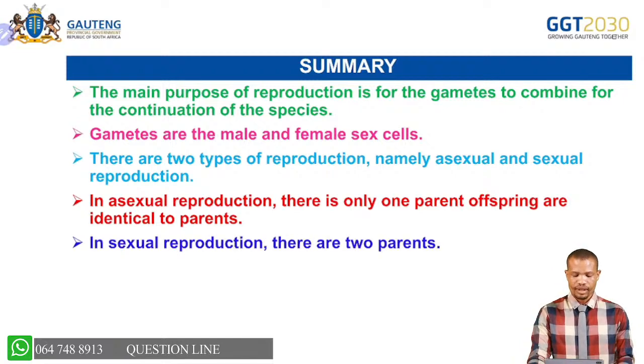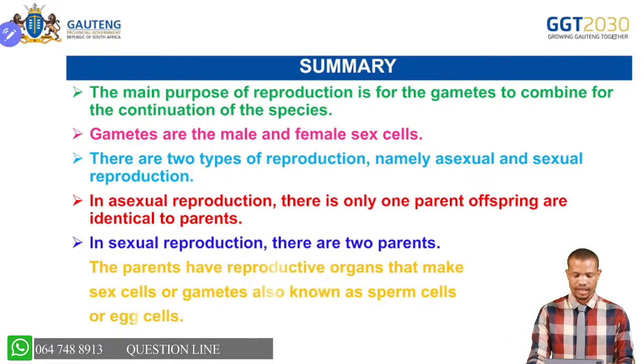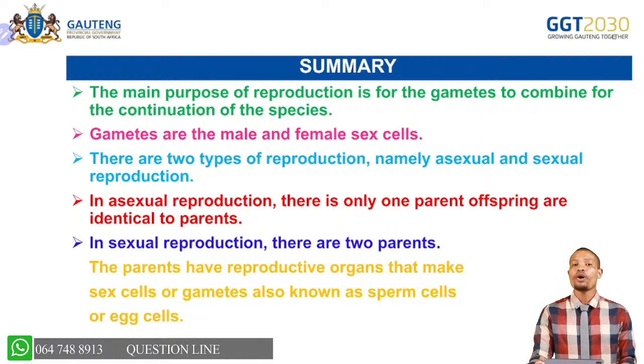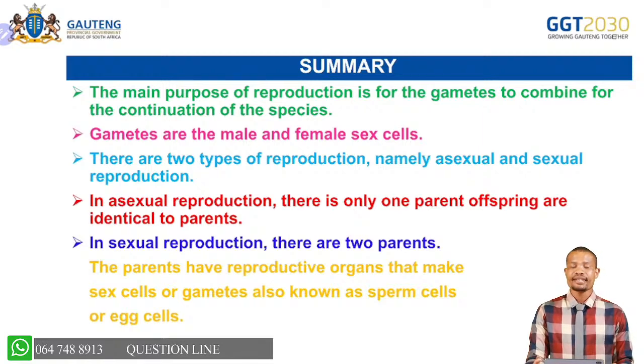Okay, so in sexual reproduction we have two parents and they are obviously different from each other, so the offspring cannot be identical to the parent. The parents have reproductive organs that produce sex cells or gametes, which are also known as the sperm cell and the egg cell. So in sexual reproduction, there must be a sperm and an egg, and then fertilization. If one of the two is missing, you will not have reproduction in sexual reproduction.